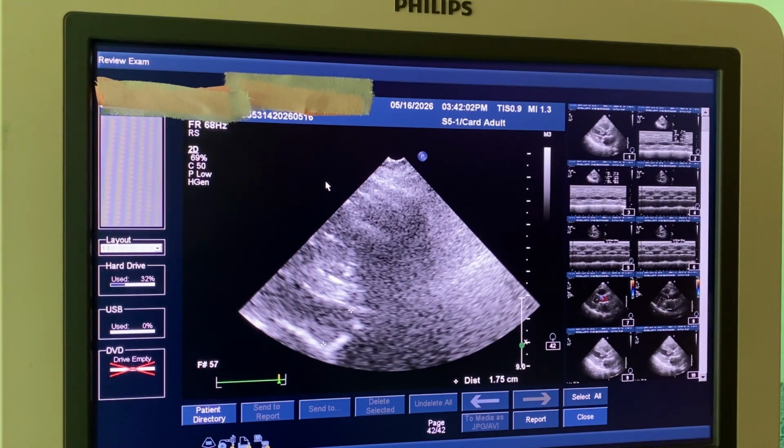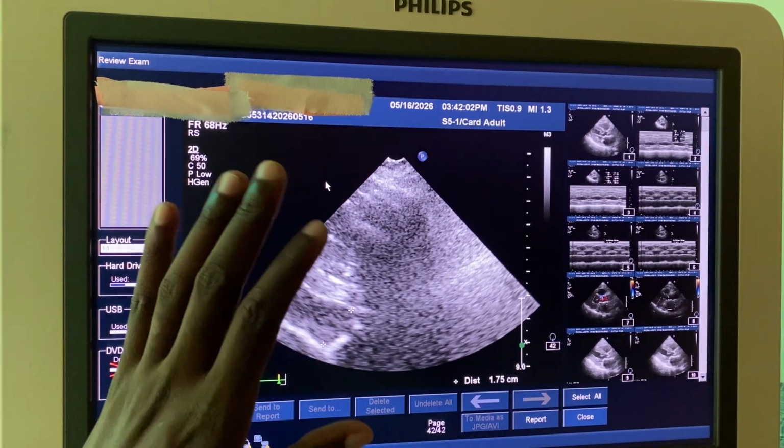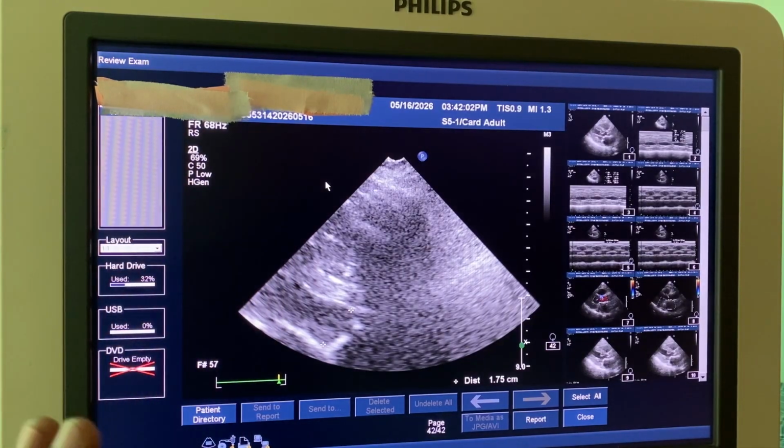So the remaining one is valve area. Valve area can be measured by two methods. Planimetry, that is when you freeze the image and then trace, or using the continuity equation. Here the image was not clear, so we cannot do planimetry, because planimetry requires a very clear image where you can see the borders very well.